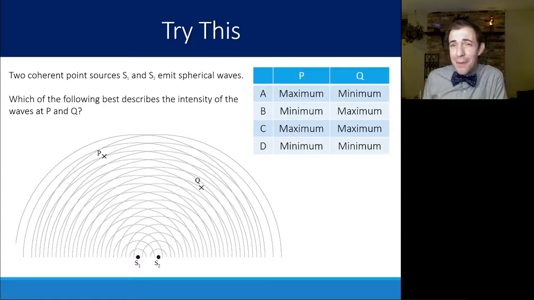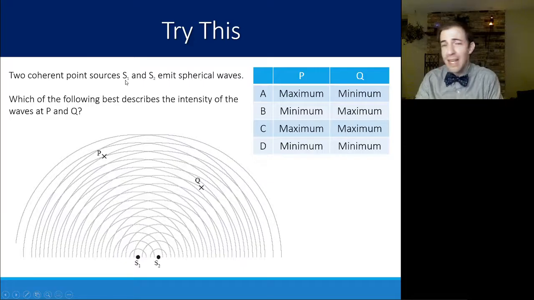All right, another way that we can draw this is something called a wavefront diagram. These wavefronts are represented by these lines. Those lines you can consider the compressions of the waves. And the space in between is where the rarefaction would be, the low pressure zone. So two coherent point sources, S1 and S2, emit spherical waves. We're going to draw them as two-dimensional because it's hard to draw the sphere. Which of the following best describes the intensity at points P and Q? Well, if you look at point P here, it lands right on the line propagating from S1 and S2.